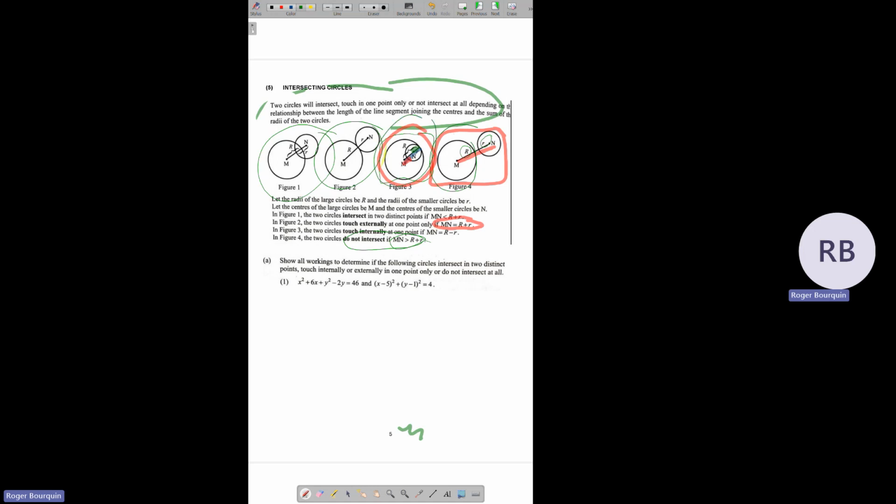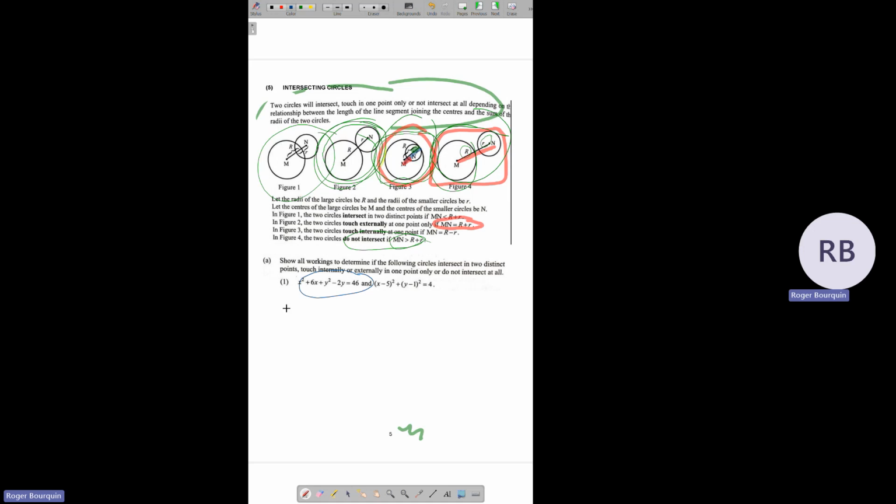So it says, showing all workings, determine if the following circles intersect in 2 distinct points, touch internally, that scenario, touch externally, that scenario, in 1 point only, or they do not touch at all, that last scenario. So what's the key idea? You're going to find the centers of both circles, work out the distance between the centers, and compare that to the sum of the radii. So, first of all, this circle over here. If I was you, I'd pause the video, go find the center of that circle, then come back to the video.